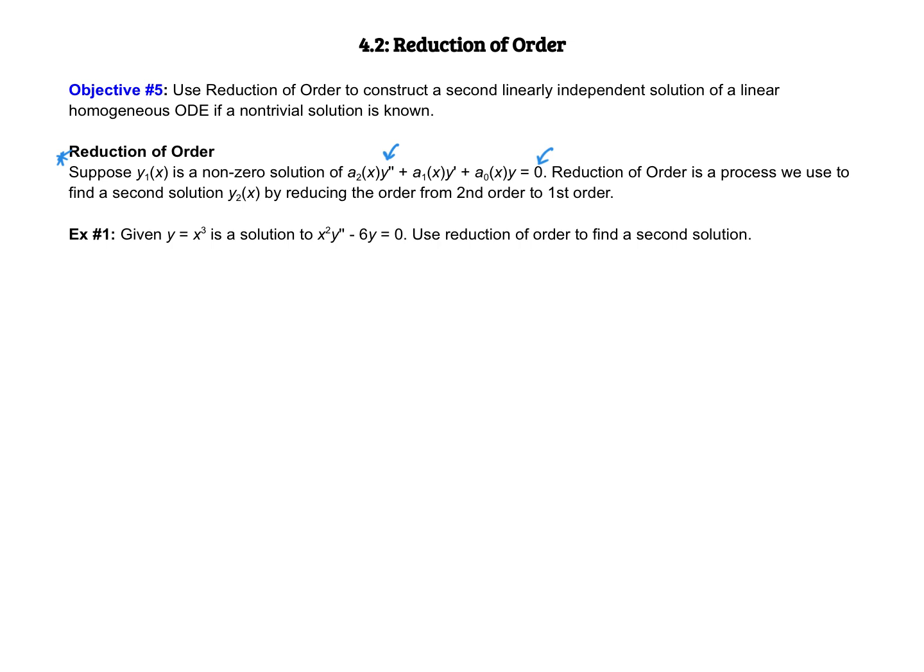So this is example 1. Given y is equal to x cubed is a solution of that second order equation. Use reduction of order to find a second solution. Step 1. You are going to let y be equal to u of x multiplied by the solution that we already know, which is x to the third. So this is always the same, and that is the known solution.